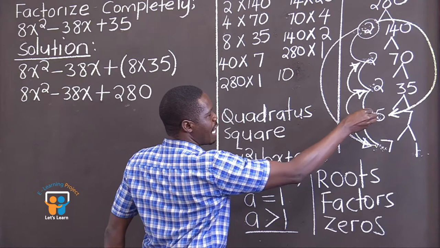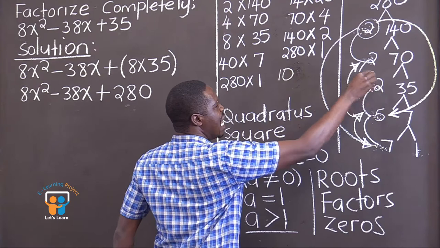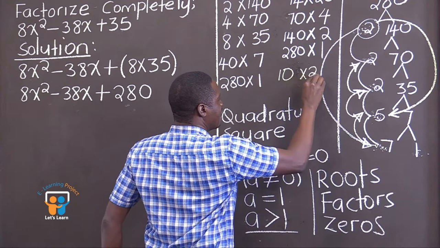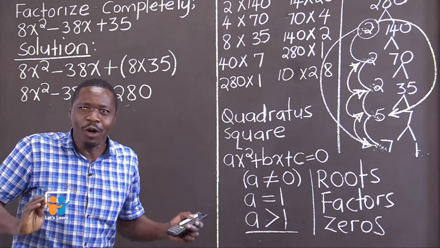Now we are left with a 7 times a 1, which is a 7. A 7 times a 2, which is a 14. A 14 times a 2, which is a 28. We write the 28 here, times 28. Let us see whether we are having something complicated or it is doable.